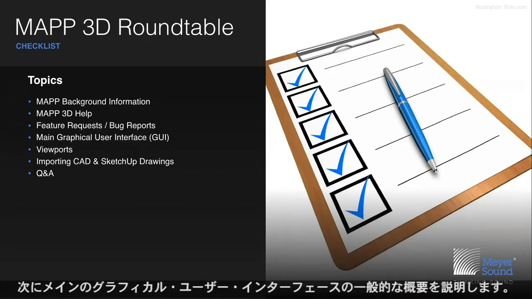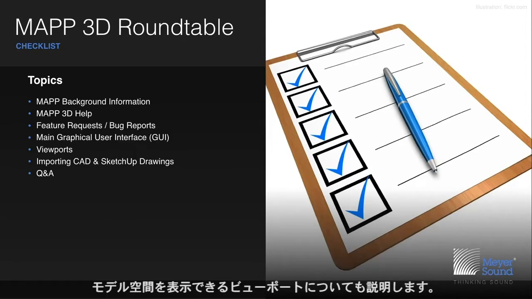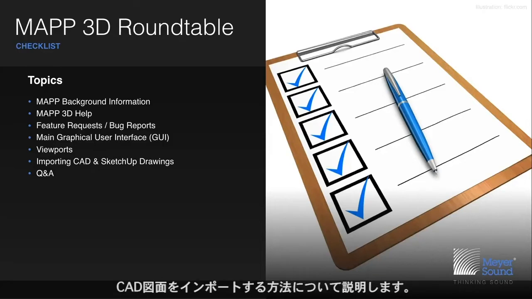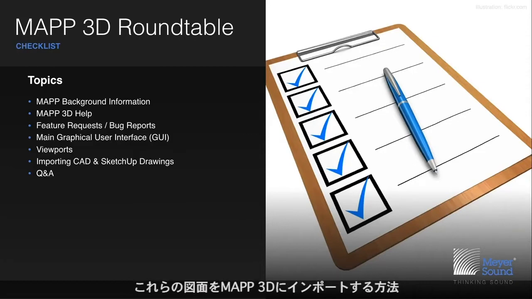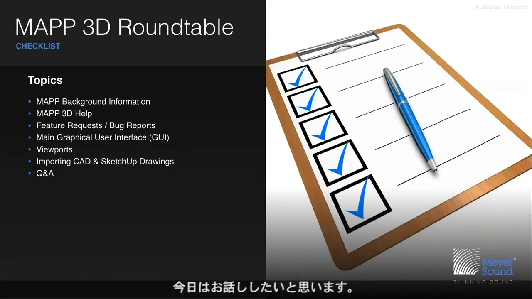And then, being the first of four or more, that remains to be seen, we want to give you a general overview of the main graphical user interface and the viewports that allow us to see our model space using different camera angles. We want to familiarize you with that. And then a very hot topic, which is how do I import my computer-aided drawing, such as AutoCAD drawings and SketchUp drawings? How do I import those into MAPP? How do I prepare them for successful import into MAPP 3D? Those are things that we would like to discuss today.